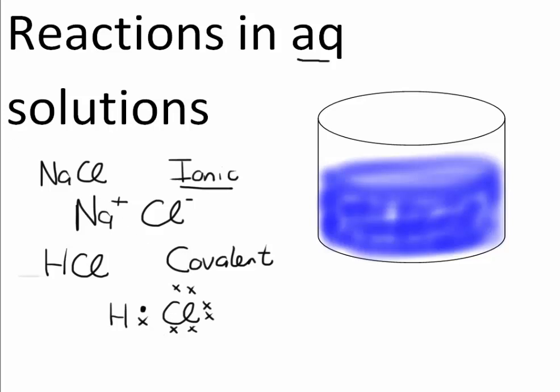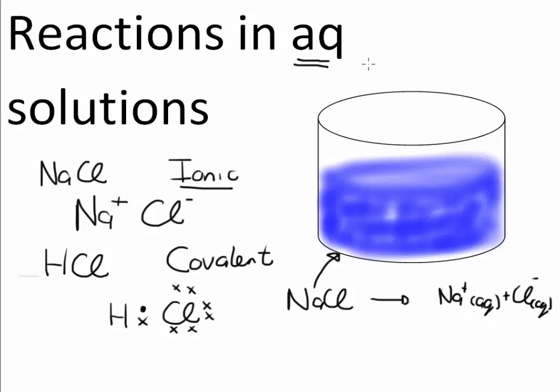So when we add NaCl to water, it will have a different effect than when we add HCl to water. Let's look at this closely. NaCl is actually already in ion form, which means that when we add this to water, we are going to get the ions to dissolve. So we see that this is going to lead to the formation of Na plus Aq and Cl minus Aq. The Aq basically means that the Na plus is surrounded by water molecules.